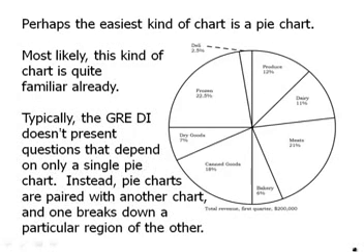Typically, the data interpretation doesn't present questions that depend only on a single pie chart. That would be a bit too easy. Instead, the pie charts are usually paired with another type of chart, and one breaks down a region of the other. So, for example, a slice of the pie chart might be subdivided in a bar chart, or one particular bar in a bar graph might be subdivided into a pie chart. So pie charts usually appear paired with some other kind of graph like that.